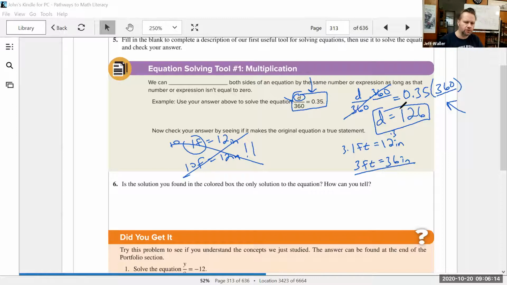A lot of this is old news for some of you guys, but I really just want that to make sense: why we do the exact same thing to both sides. It's got to maintain the truth, right? All right, so let me clear all that away.